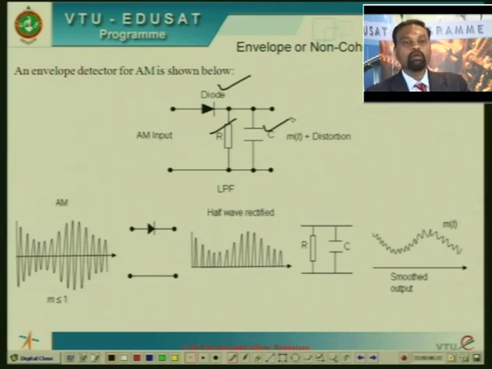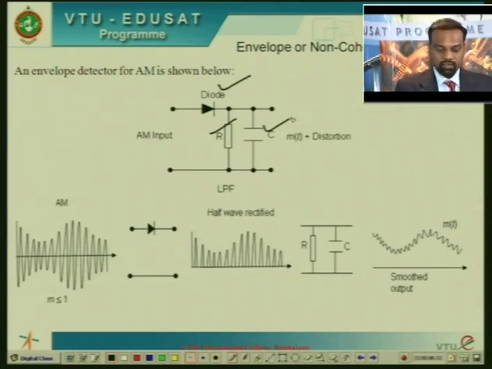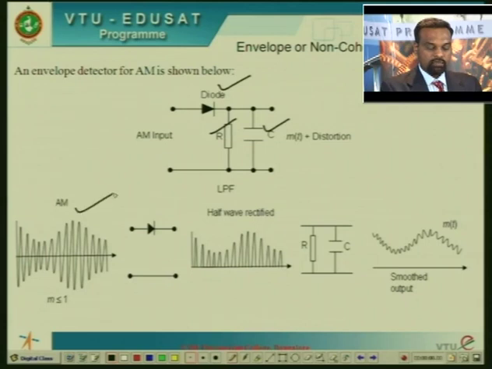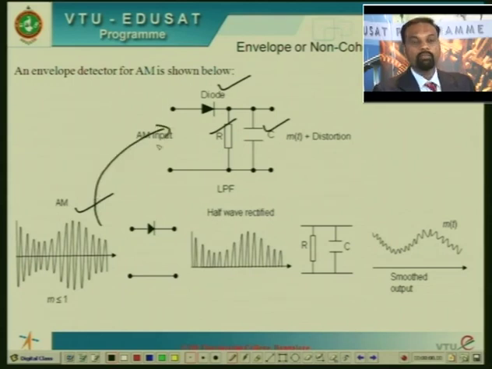So we know that the incoming modulated signal is represented by this waveform. This is how an AM signal is represented, and we are also assuming that the modulation index, or the modulation depth, is less than or equal to 1. Since it is less than or equal to 1, it is always going to be a double sideband signal.